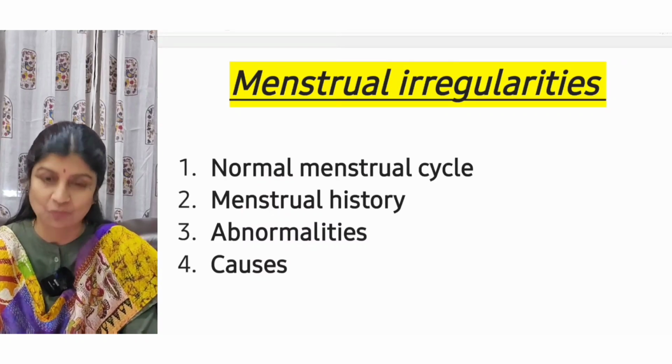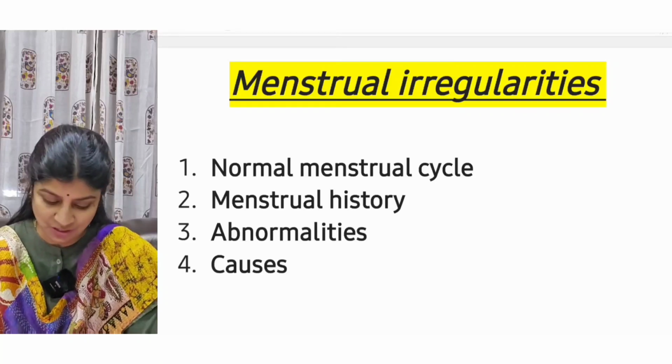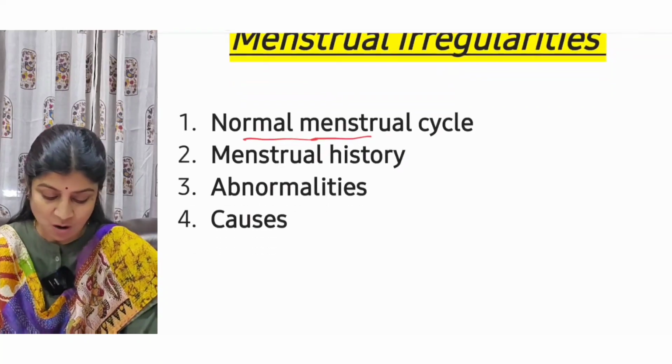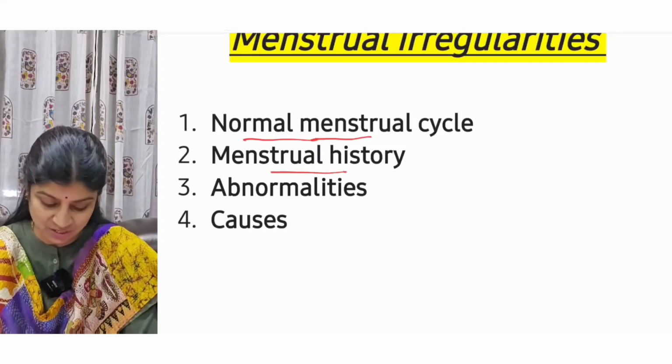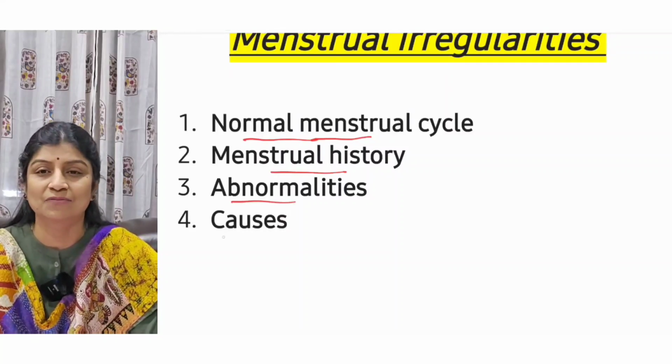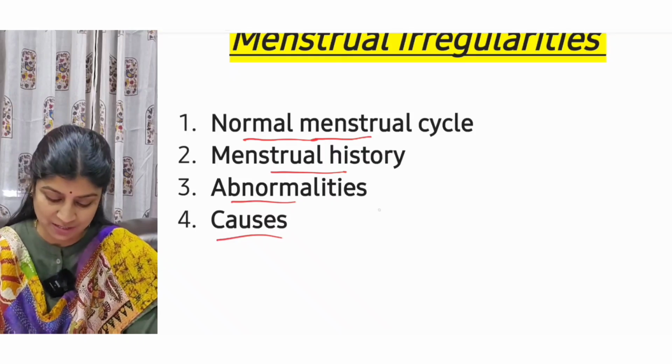So before we start about the various irregularities of menstruation, we should know what a normal menstrual cycle is and what it is about, how to take the normal menstrual history, what the various abnormalities of menstruation are, and what the various causes of the menstrual irregularities are.